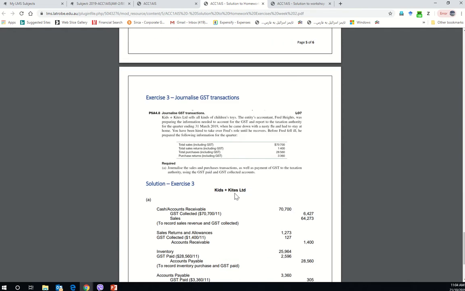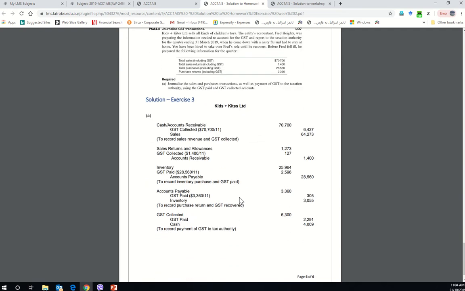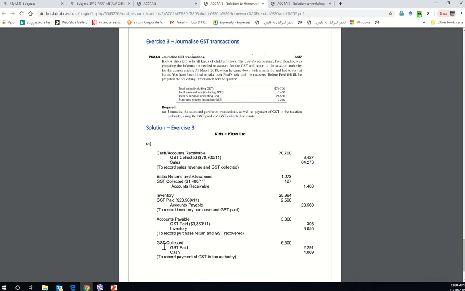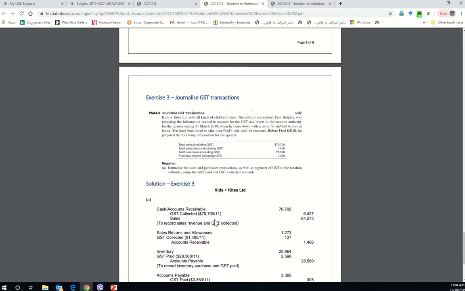The third type of issue that we covered in week 2 was generalizing GST transactions and calculating the total amount of cash that needs to be paid to the taxation authority after every 3 months. So that's what we did here. We had a question regarding sales and purchase transactions. For the sales, the cost of sale was ignored in this question.